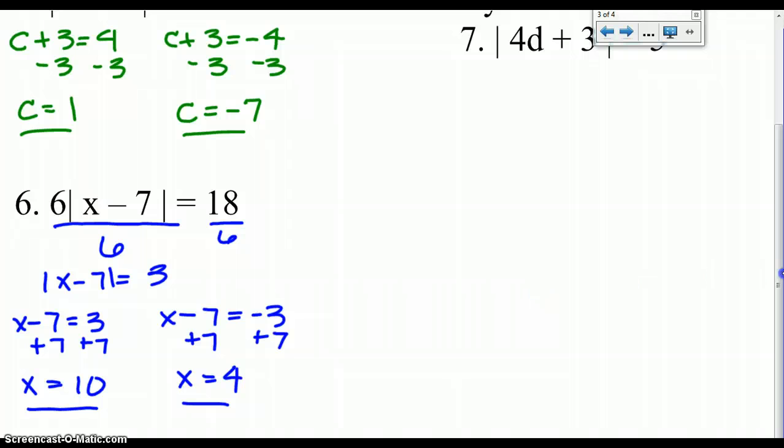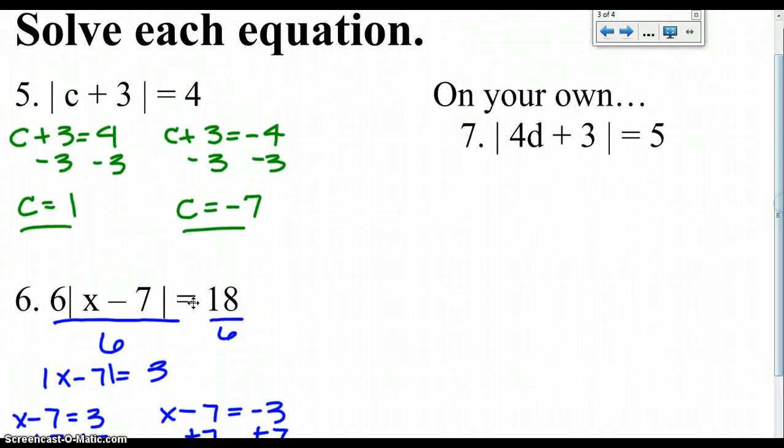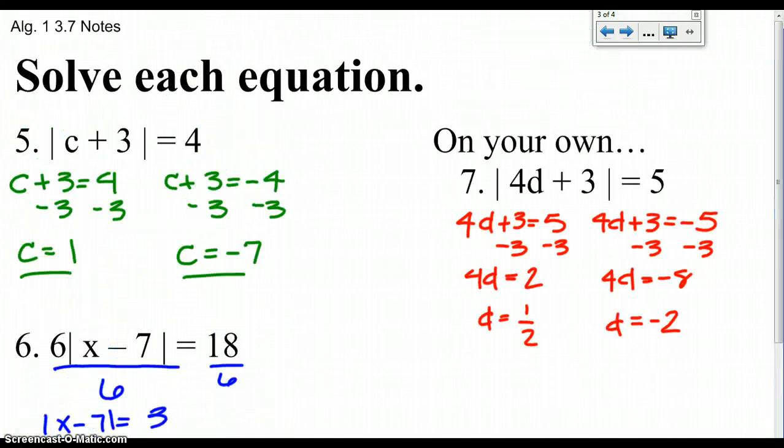I want you guys to pause it, do number 7 on your own, and we'll make sure we get the same answer. Okay, I'm back and you can see what I did. I set up our two equations of 4d plus 3 is equal to 5 or -5. Then I subtracted 3 and then divided by 4 and got our answers to be d is equal to 1/2 and d is equal to -2. Hopefully you guys understood those, and if you didn't, I can answer the questions in class. We're going to move on.